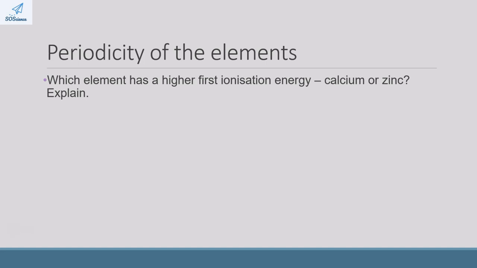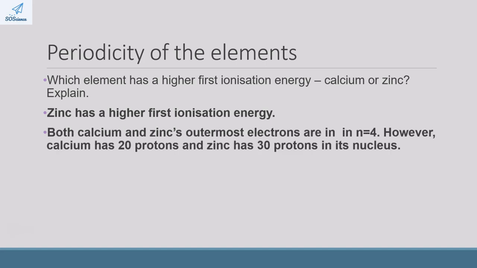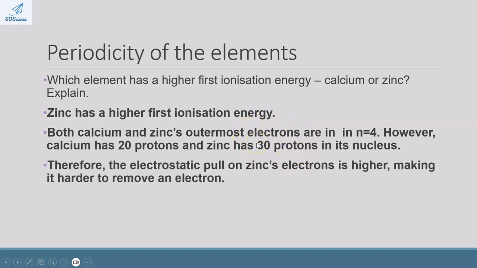Then which element has a higher first ionization energy, calcium or zinc? We would answer that by saying zinc has a higher first ionization energy. We would need to explain that both calcium and zinc have their outermost electrons in the 4th energy level. So that doesn't account for our answer. But calcium has fewer protons in its nucleus relative to zinc. So if zinc has more protons, it means that the electrostatic pull on zinc's electrons is greater, and that makes it harder to remove an electron from a zinc atom.